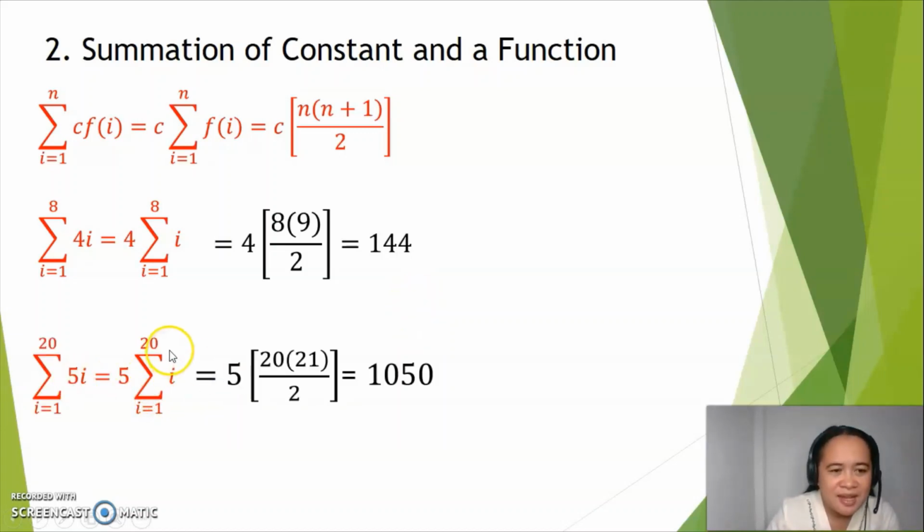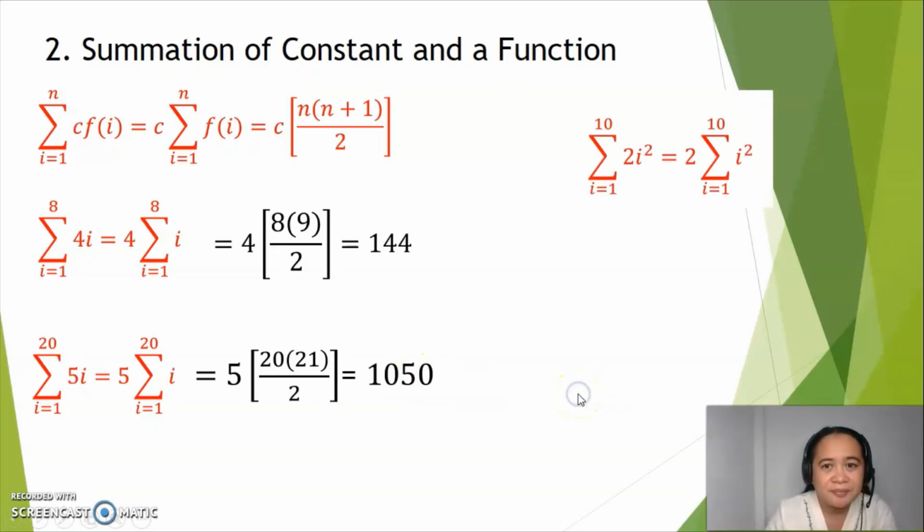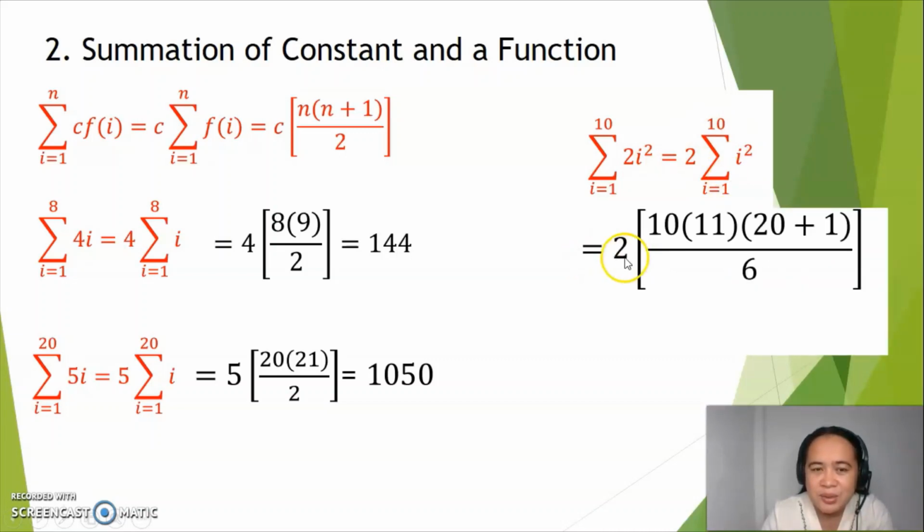Another, the summation of 5i. So this would be 5 times 20 times 21 over 2 is 1050. Another, the summation of 2i squared would mean 2 times the summation of i squared. So take note here, this would mean 2 times 10, because it's the upper bound, times n plus 1, which is 11, times the quantity 2n plus 1. So 2 times 10 is 20 plus 1 over 6. So simplifying, it's 770. So the summation of 2i squared from 1 to 10 is 770.